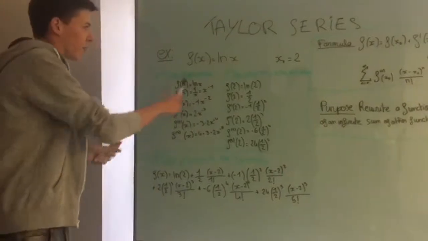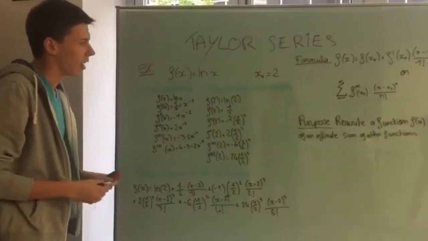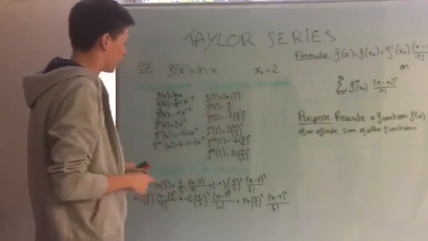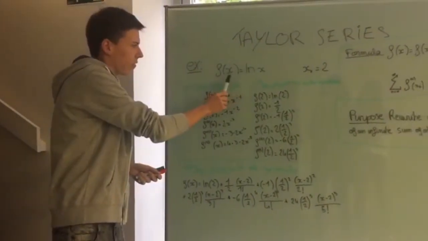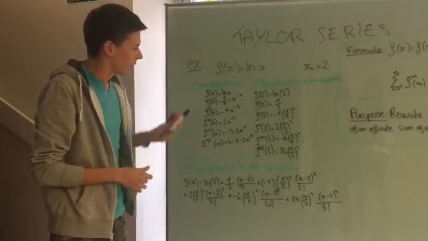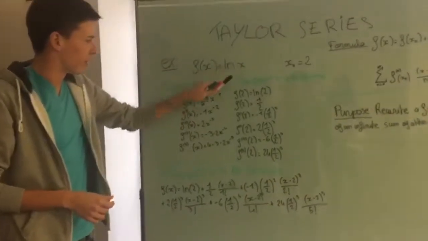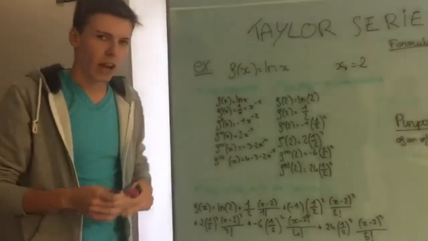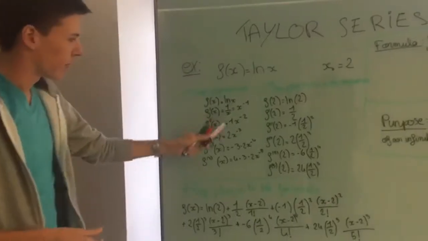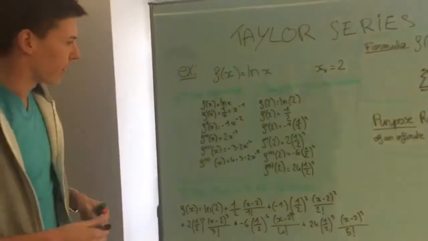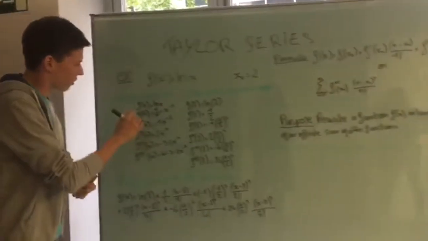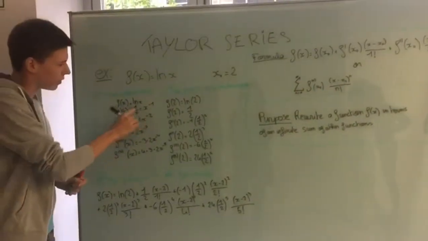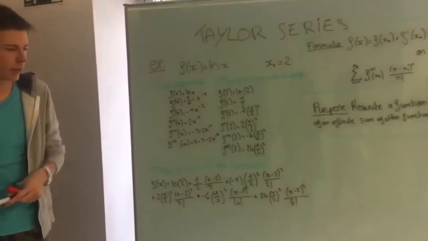Example here: f of x equals ln of x at the point x equals 2. We start by differentiating the formula f of x equals ln of x. So the first derivative of ln of x equals 1 over x. In order to make it easier for us to plug into the formula, and for you to see the generalization, 1 over x equals x to the power of negative 1.